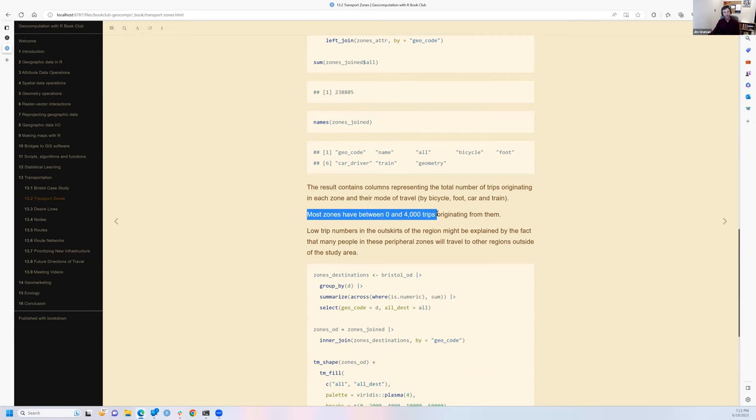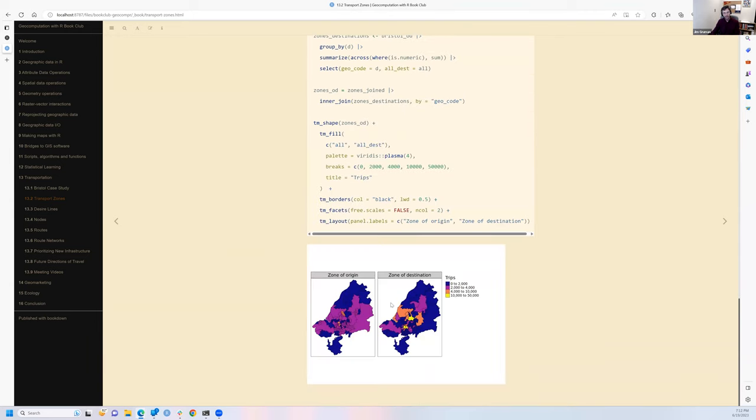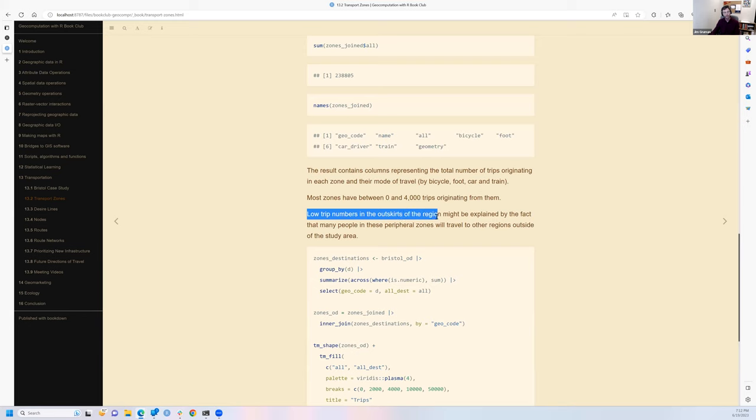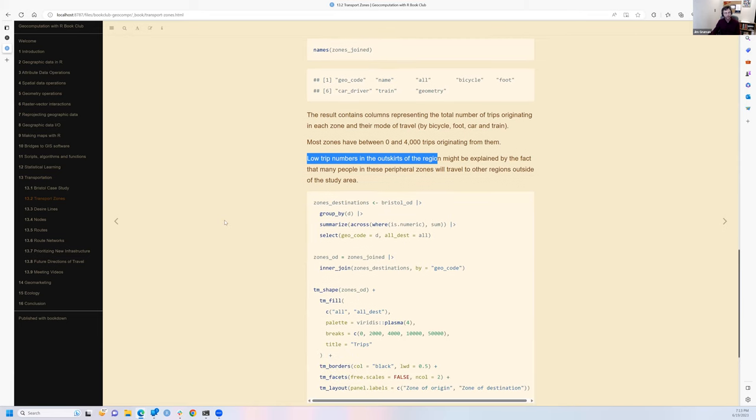The reality is most zones individually have between 0 and 4,000 trips originating in one zone and arriving at some other zone. Look at the map down here. The dark is the lowest. Just an observation here: it may be that low trip numbers in the outskirts are explained by the fact that people in the suburbs may still leave the region. So they may be less densely populated. Well, they're larger, but it's more likely that people are traveling outside of the study region, as we said before.